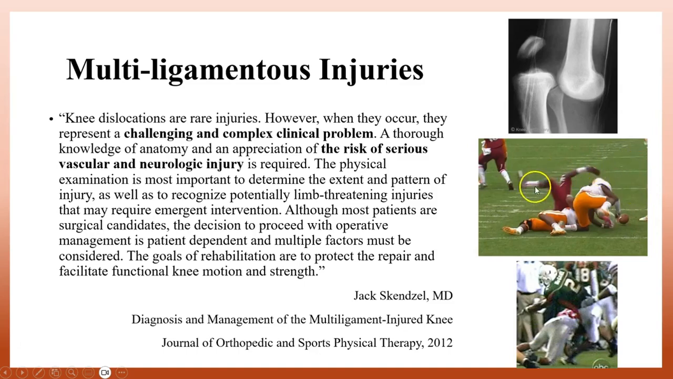One is this guy from South Carolina. Gosh, the name is escaping me, but this is his right knee bending backwards. Here's his left knee. Right, this is his right knee bending backwards. And then here is Willis McGahee, national championship game. His knee's bending backwards as well. And so these are multiligamentous knee injuries.